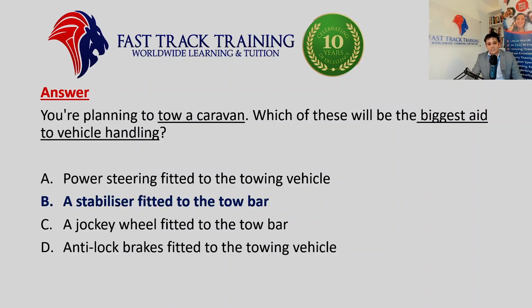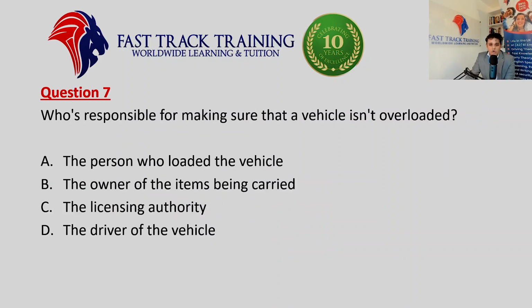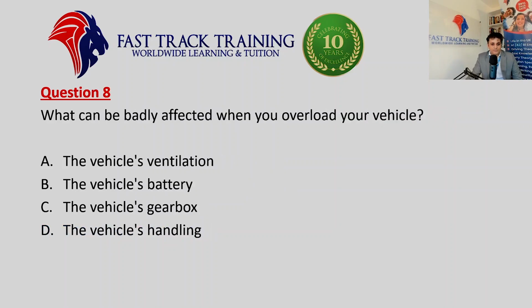So the biggest aid to vehicle handling will be a stabilizer fitted to the tow bar. Well done. Who's responsible for making sure that a vehicle isn't overloaded? The person who loaded the vehicle, the owner of the items being carried, the licensing authority, the driver of the vehicle. The correct answer here is the driver of the vehicle. So who's responsible for making sure that the vehicle isn't overloaded? The driver of the vehicle.